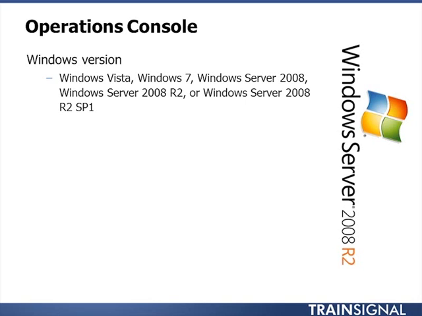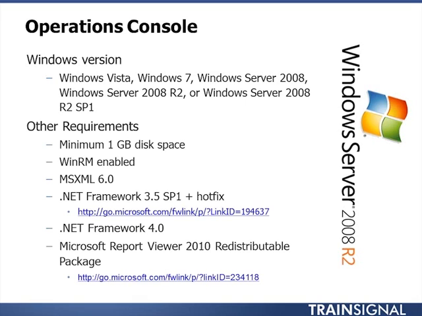The Operations Console is where administrators will interact with Operations Manager. The actual Operations Console can run on Vista, Windows 7, and all kinds of versions of Windows Server 2008. This is a console that you're going to see every time you log in to Operations Manager to perform some kind of administrative function. And you can see that there are some other requirements that are necessary for the Operations Console to operate, including WinRM, Windows Remote Management, MS XML 6.0, .NET Framework 3.5 with Service Pack 1, plus, if necessary, a hotfix, although that hotfix can be a pain to get, so you can try it without it if you need to.